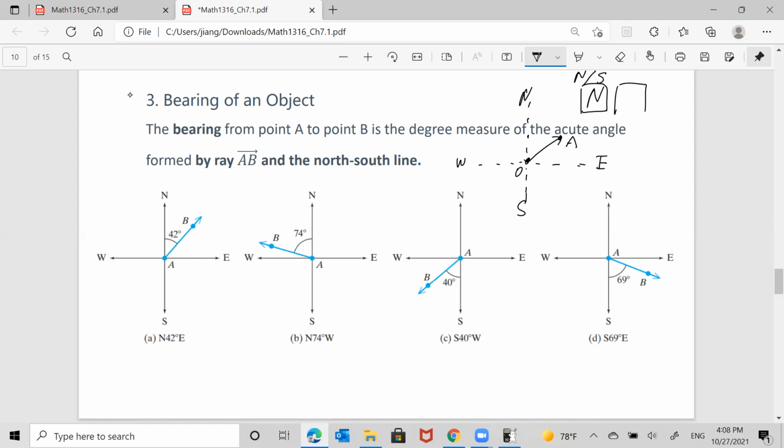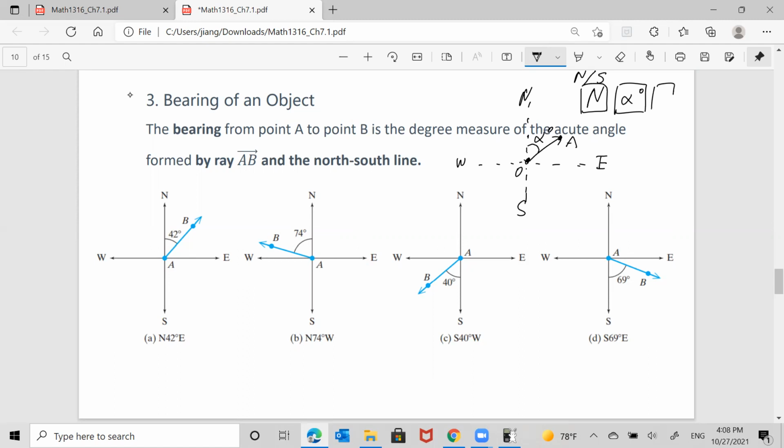And then for the second term, I put an angle. This angle is acute. It's the angle between the ray and the north-south line. Acute angle means the angle between 0 and 90 degrees. That means I must choose this one. This angle is acute; this angle is obtuse, it's more than 90 degrees. So I put the acute angle, for example, this is alpha. I put alpha degrees here.